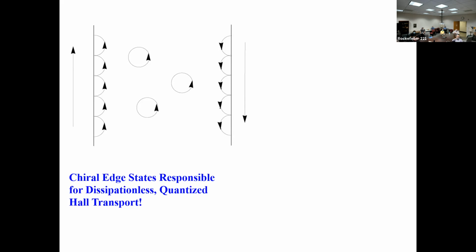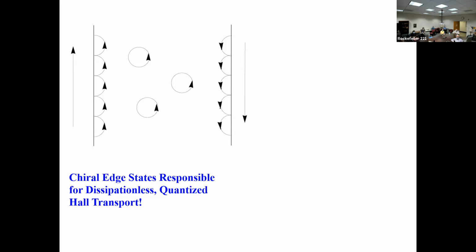So why is it dissipationless? It's dissipationless because the electrons on the right can only move downward. Of course, dissipation or resistance occurs when you have backscattering. But in order to backscatter these electrons, you have to take them all the way to the left-hand side. But these two channels, or these two edges, are separated by millimeters, which is the typical size of the samples. So that's impossible or negligible, at least at low temperature. And as a result, the transport due to these chiral states turns out to be dissipationless.